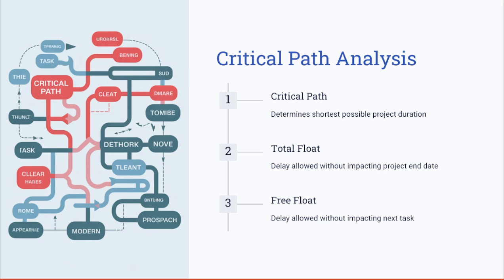Let's have an example here. Let's say in a software development project, a delay may occur in user testing that would directly impact the deployment. So this task was identified as part of the critical path, and extra resources were allocated to prevent the delays.